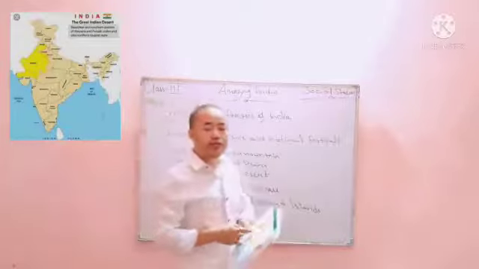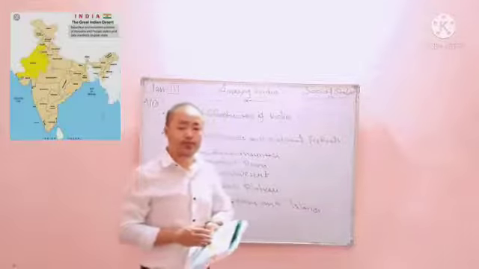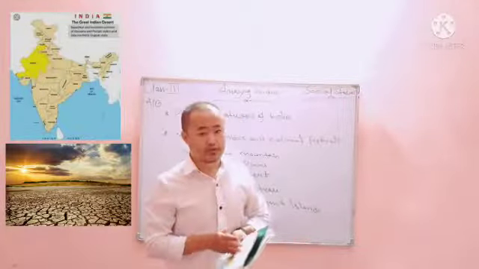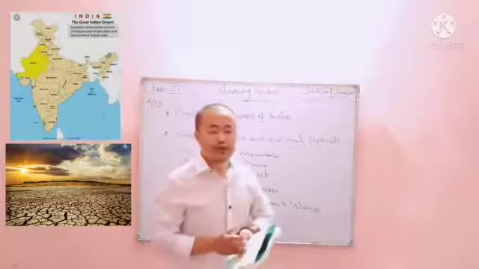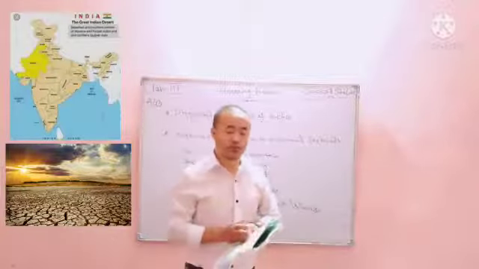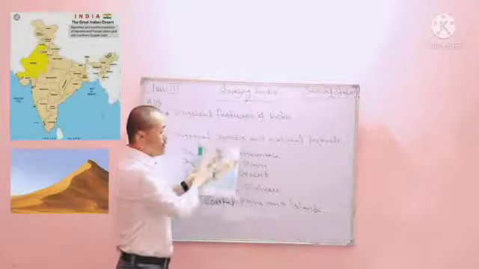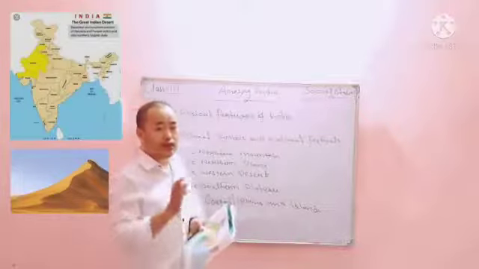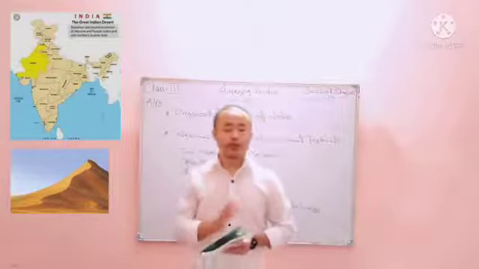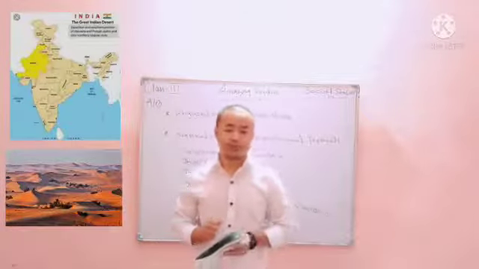This region gets scanty rainfall. This region is very hot and dry during summers, while the winter is very cold. The desert is made up of sand dunes, which keep shifting from one place to another because of the strong winds of the desert.